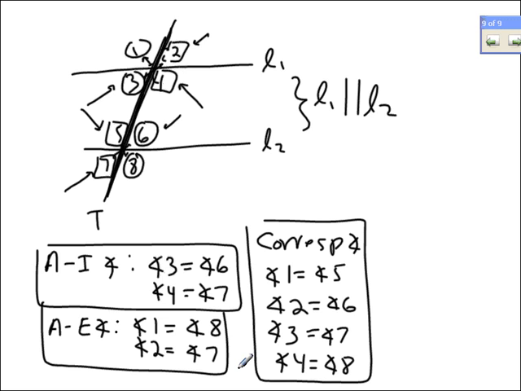Corresponding angles, there are 4 of them. For alternate interior and alternate exterior, there's only 2 for each of them. Okay. Now, let us put this together for a moment.